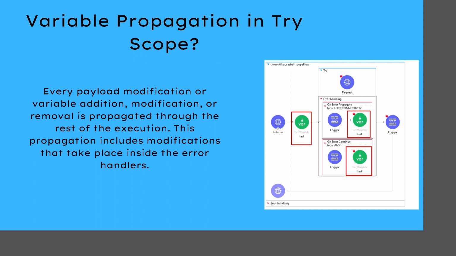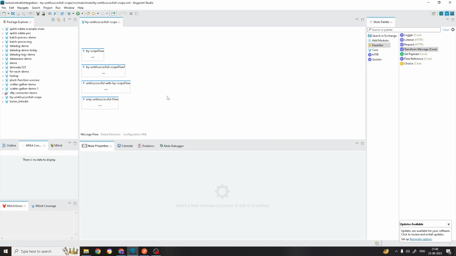Now we're going to cover one POC in Anypoint Studio. There you will get some more clarity on what I'm trying to explain here. So guys, let's jump onto Anypoint Studio and see how it works. These are the four use cases I have designed. Two of them are related to the try scope, and the other two are related to the until successful scope.